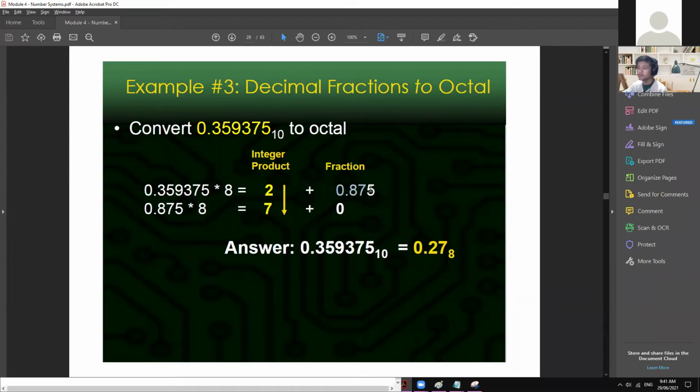Okay, so just get this one again. 0.875 times 8 will give us exactly 7. So once this one is 0, then you can now stop multiplying. So the final answer for this one is 27 base 8, or 0.27 base 8. Please check using your calculator whether this one is correct or not.